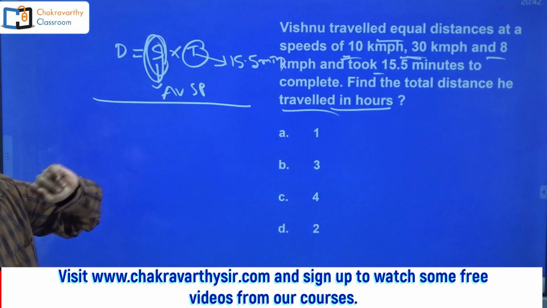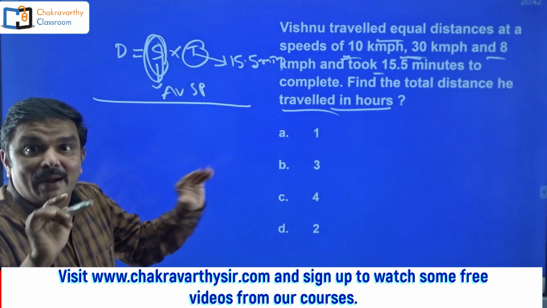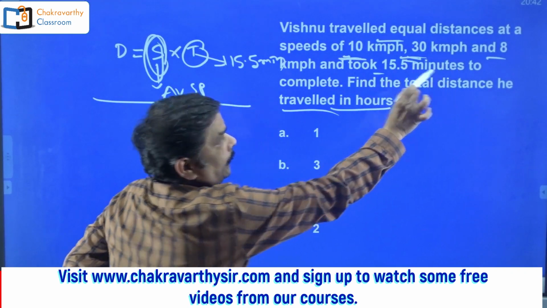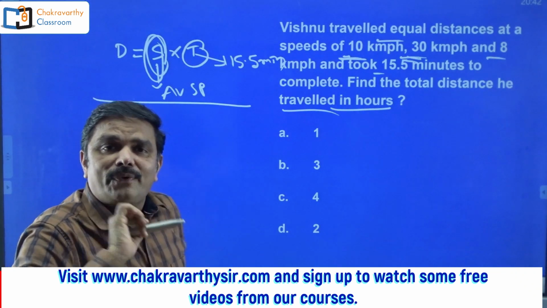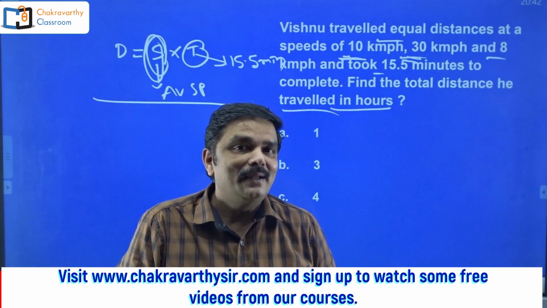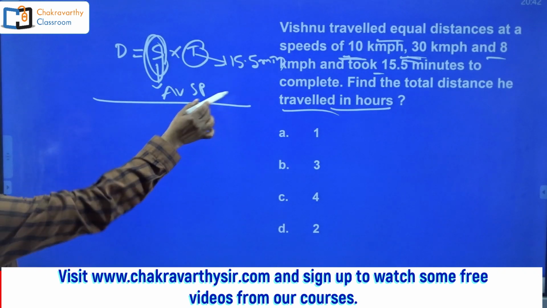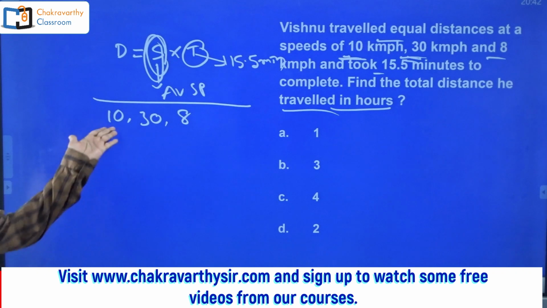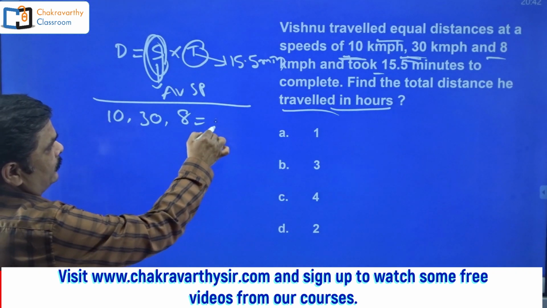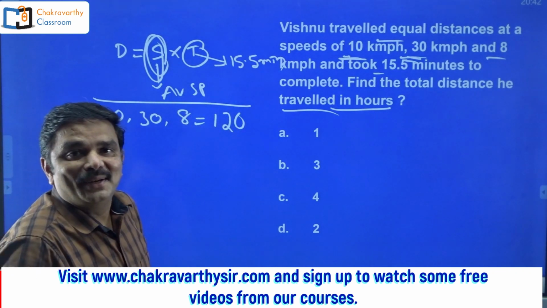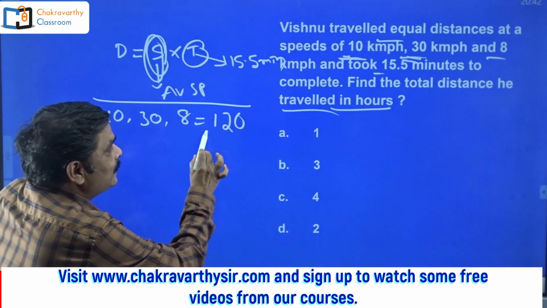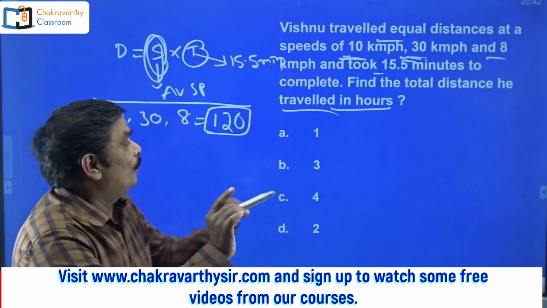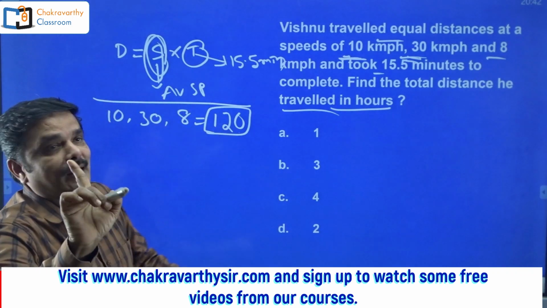Now, I am finding out the average speed. Let the total distance be the LCM of 10, 30 and 8 to avoid fractions. I am not taking anything as x. Take the distance as the LCM of 10, 30 and 8. What is the LCM of 10, 30 and 8? That is 120. Alright. So now students, 120 is the distance. It is not the total distance, 120 is the distance for one part.